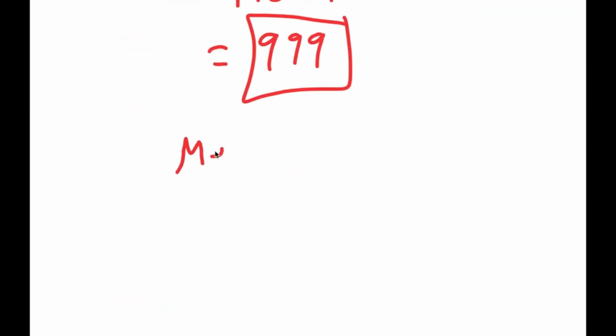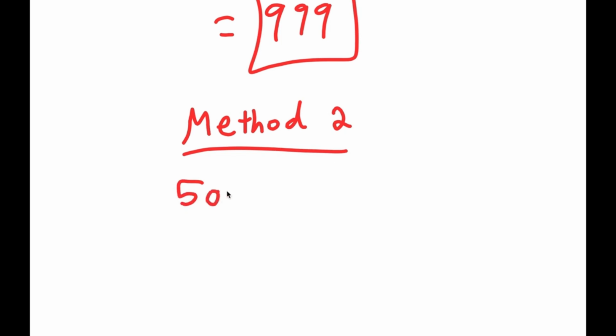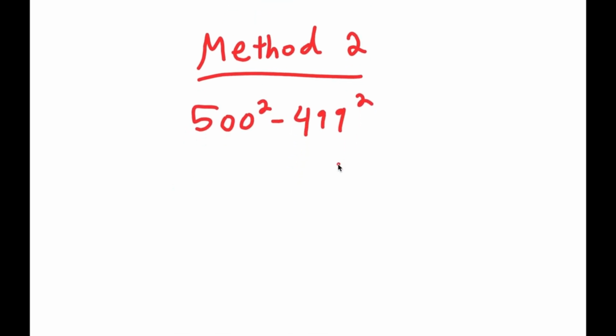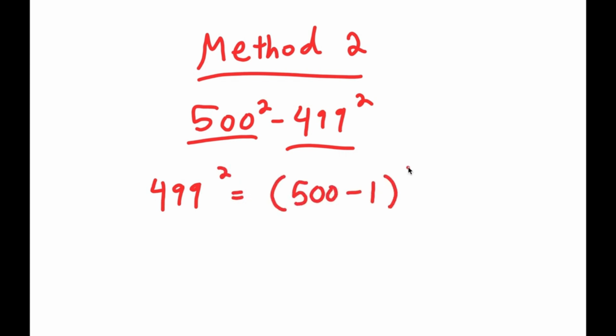Now for method 2, I'm going to rewrite my problem, 500 squared minus 499 squared. And this time, last time we rewrote 500 squared, right? This time I'm going to rewrite 499 squared. So 499 squared is the same thing as (500 − 1) squared.